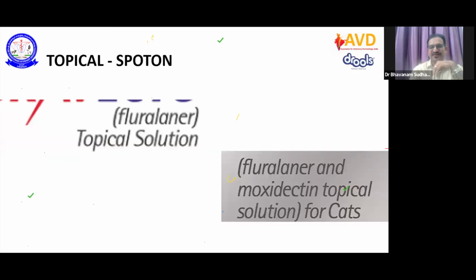Next, some companies have brought fluralaner, not only for topical solutions but also available for cats. Next is the combination of fluralaner along with moxidectin solution. This combination is always going to give a complete cure. Complete cure.